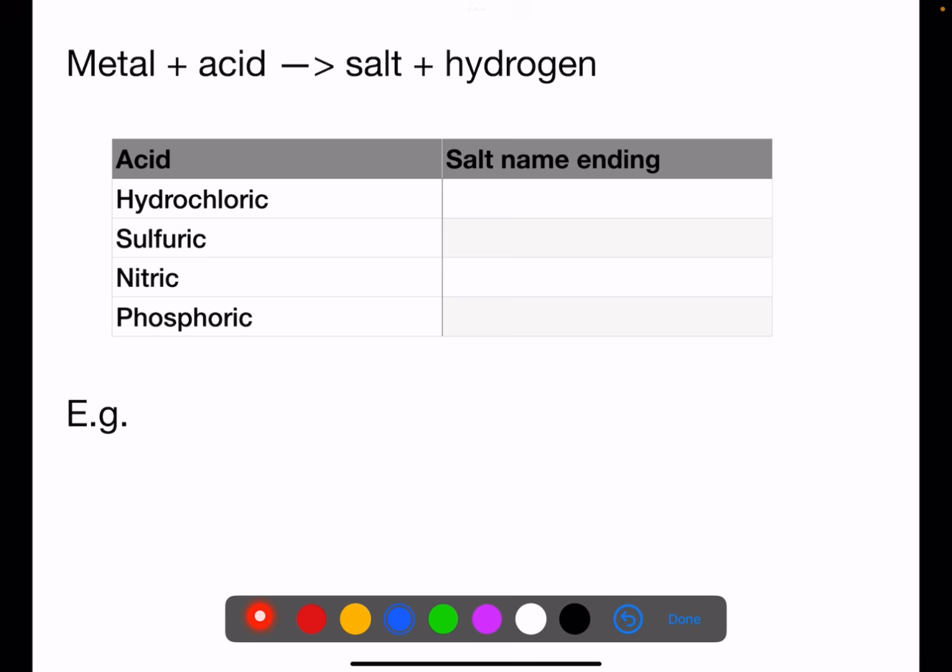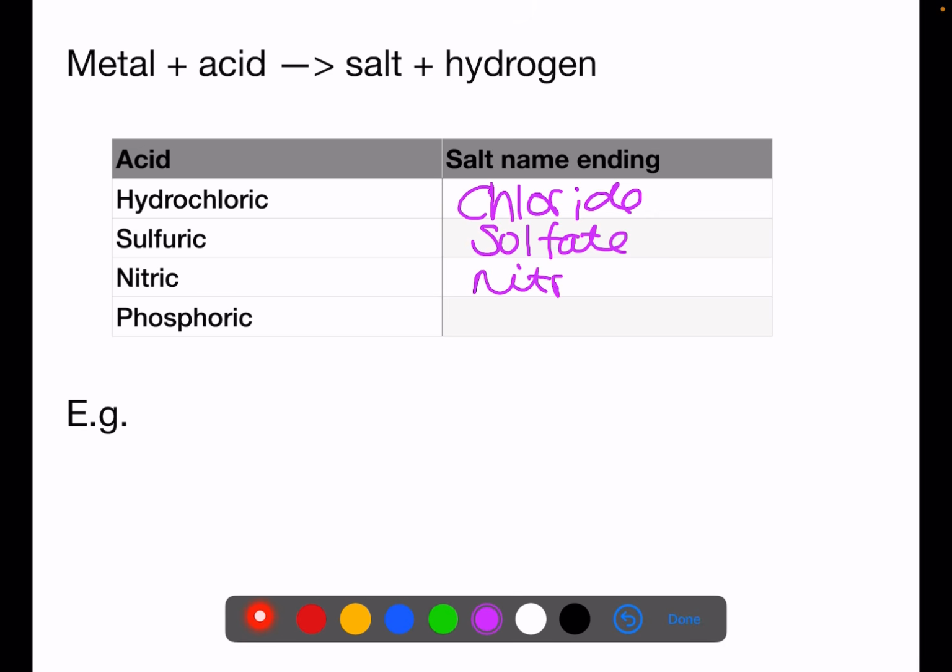For metal and acid, you will produce a salt and hydrogen. The name of the salt will depend on what acid you use. For hydrochloric acid, your salt will end in chloride. For sulfuric acid, the salt ending will be sulfate. For nitric acid, the salt ending will be nitrate, and for phosphoric acid, the salt ending will be phosphate.